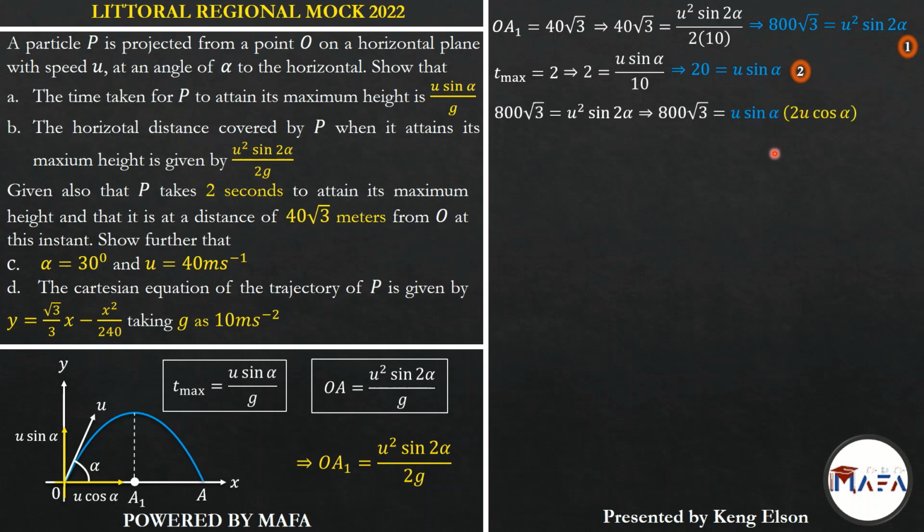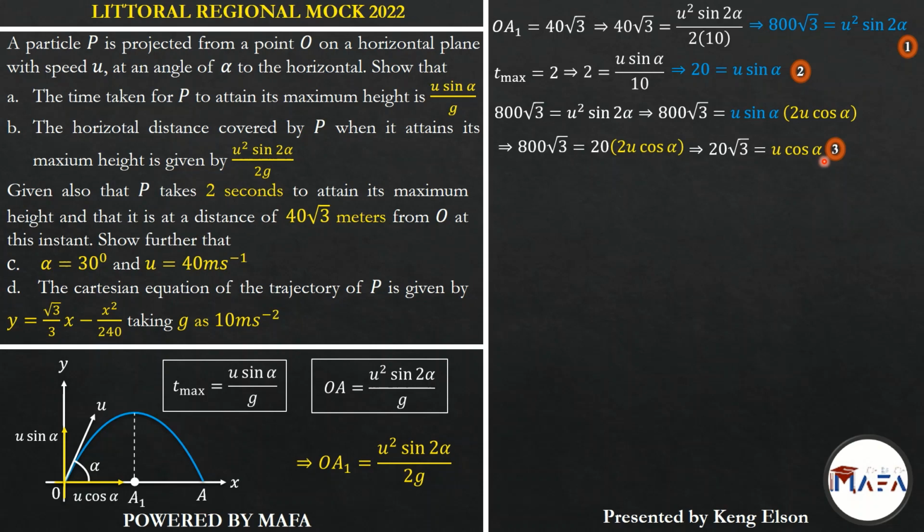Now we can rewrite equation 1. I'm going to rewrite u squared sine 2 alpha as u sine alpha times 2u cos alpha. I just replaced sine 2 alpha with 2 sine alpha cos alpha, and I wrote u squared as u times u. Now why am I doing so? I'm doing so because I can get u sine alpha from equation 2. I replace u sine alpha with 20 and then I get this. I can simplify and then I get 20 root 3 to be equal to u cos alpha. I call this equation 3.